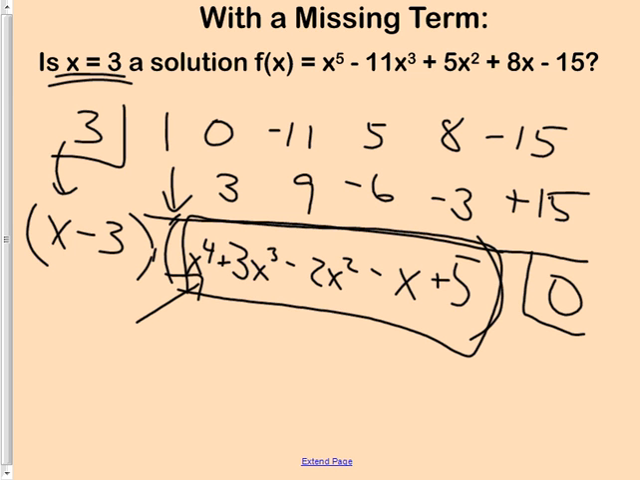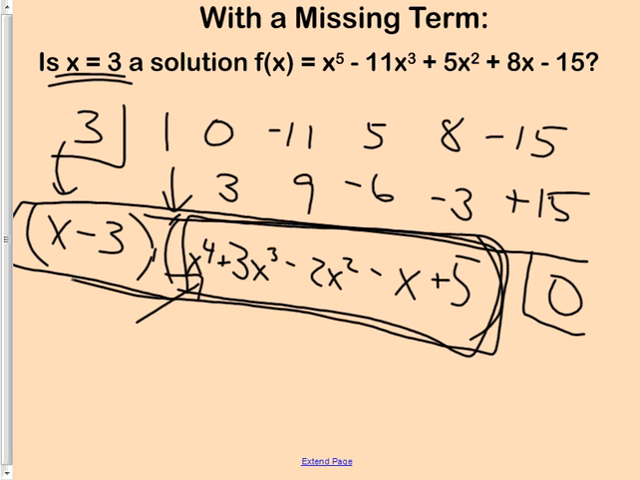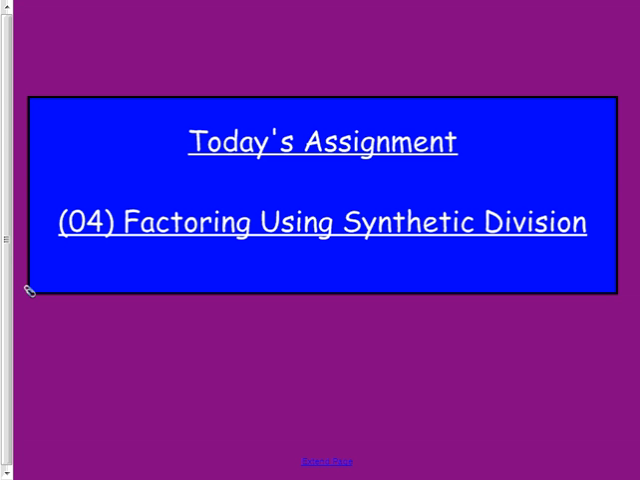All right, so bottom line, was 3 a solution? Yes, and it's because there was no remainder at the end. We were able to factor it. Your answer that's much more powerful than is 3 a factor is what does it factor to, and this is what it factors to. Okay, I don't think we need to do much more practice.